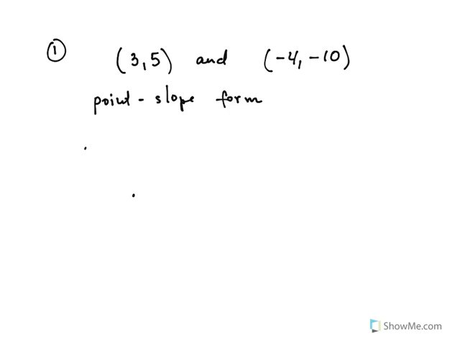So let's say we have the 2 points, (3, 5), and the second point has coordinates (-4, -10). Now they tell you that these 2 points are sitting on the same line. We need to write an equation that represents this line in, let's say, point-slope form. So what is that point-slope form? Once again, it's y minus y sub 1 equals m times (x minus x sub 1).